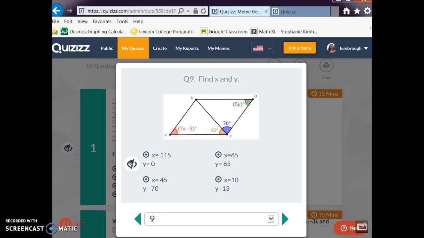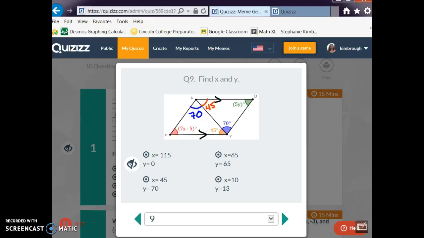I do know that the sum of the angles of a triangle is 180 degrees. And I do know that since this line is parallel to this line, that means this 70-degree angle is making that a 70-degree angle. How do I know that? Alternating interior angles are congruent. I also know if this angle is 45, this angle must be 45 as well. How do we know that? Alternating interior angles are congruent.